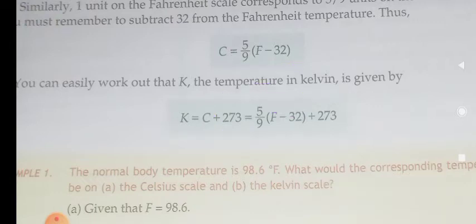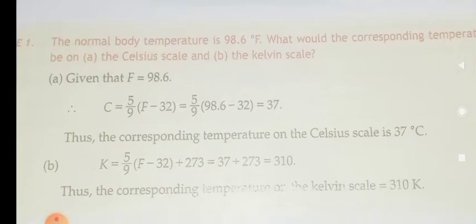Here a worked-out example is given. Go through it, it's very simple. It is given that the Fahrenheit is 98.6. You have to convert it into the Celsius scale. How can you do it? By using the formula, Celsius equals 5 divided by 9 into F minus 32. What is F given? 98.6, minus 32, and you will get the answer 37. So 37 degrees Celsius is the answer for the Celsius scale.